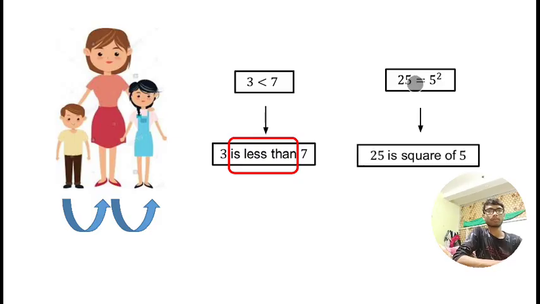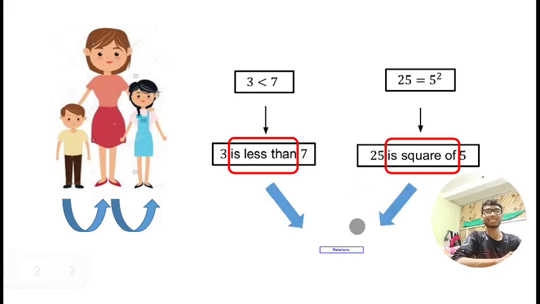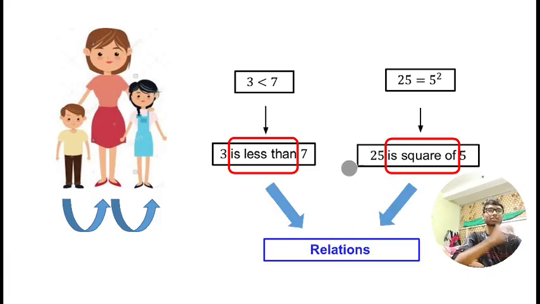Here we can write it as: 25 is the square of 5. Yes, we know 25 is the square of 5. 25 is a perfect square. So this is a relation. Wow, these are relations. Okay, this is also a relation. In mathematics, the meaning of relation will be similar.